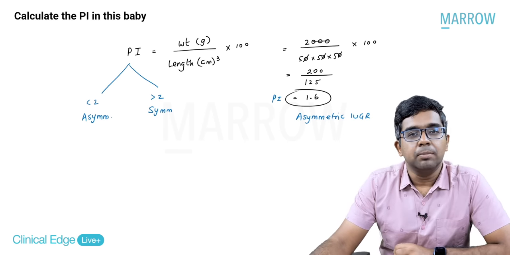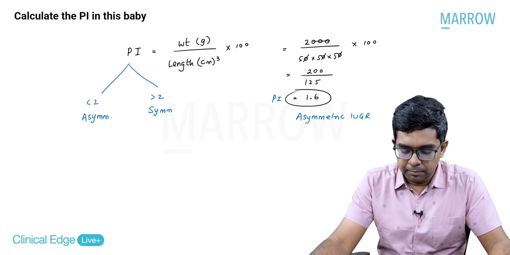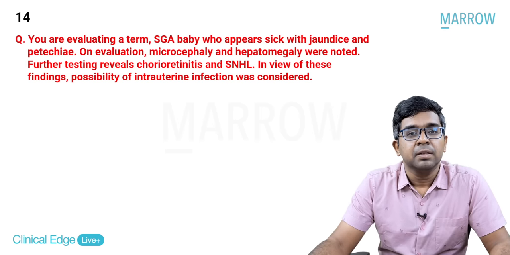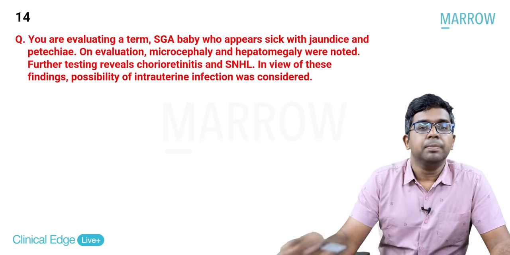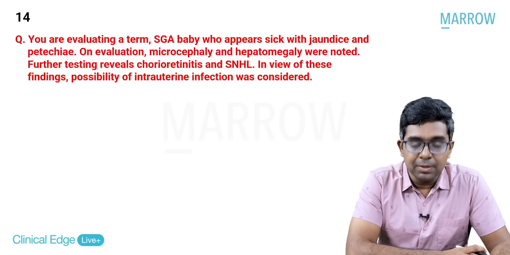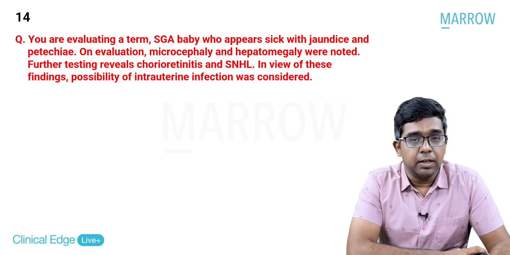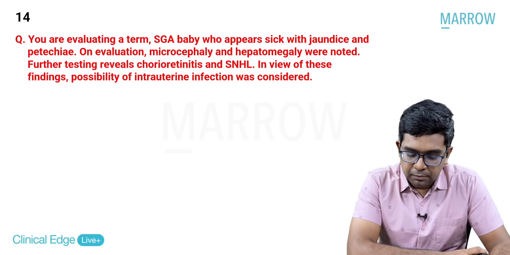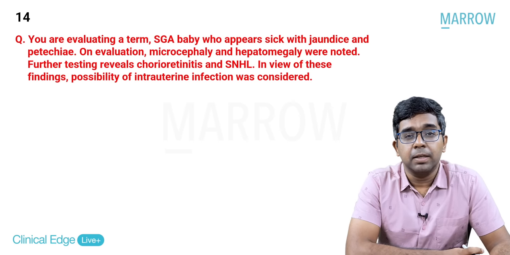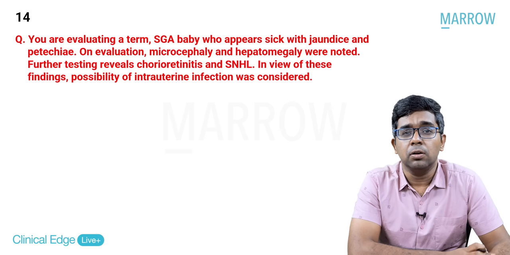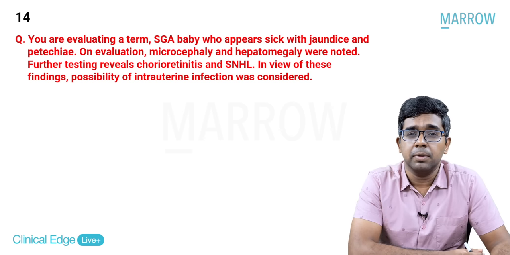Okay, so that's about clinical vignette number 13. We move on to vignette number 14. You are evaluating a term SGA baby who appears to be sick with jaundice as well as petechiae. On evaluation, microcephaly and hepatomegaly were noted. Further testing reveals chorioretinitis and sensorineural hearing loss. So you can see a lot of findings are noted in this particular baby.